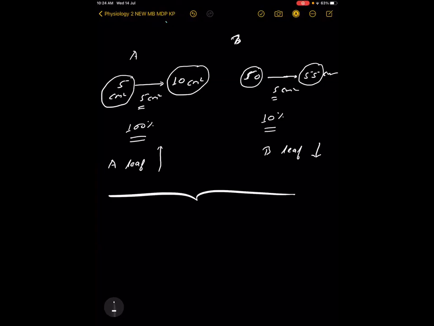Next term, we use differentiation, de-differentiation, redifferentiation.